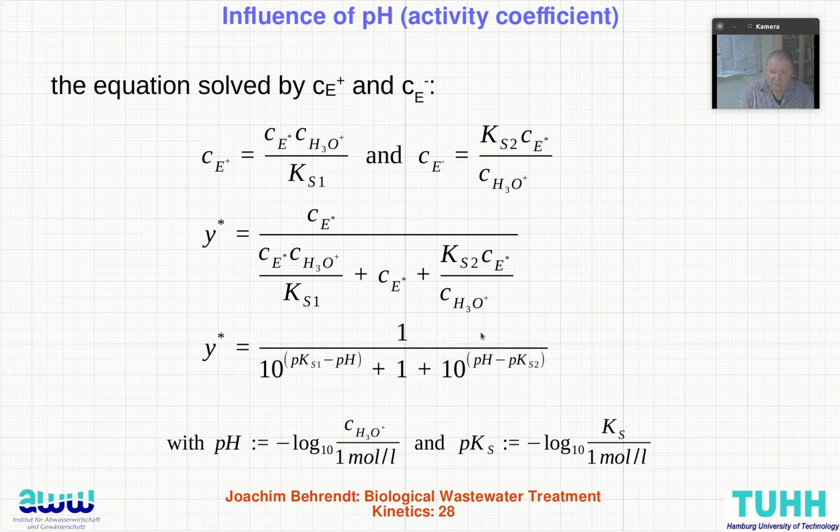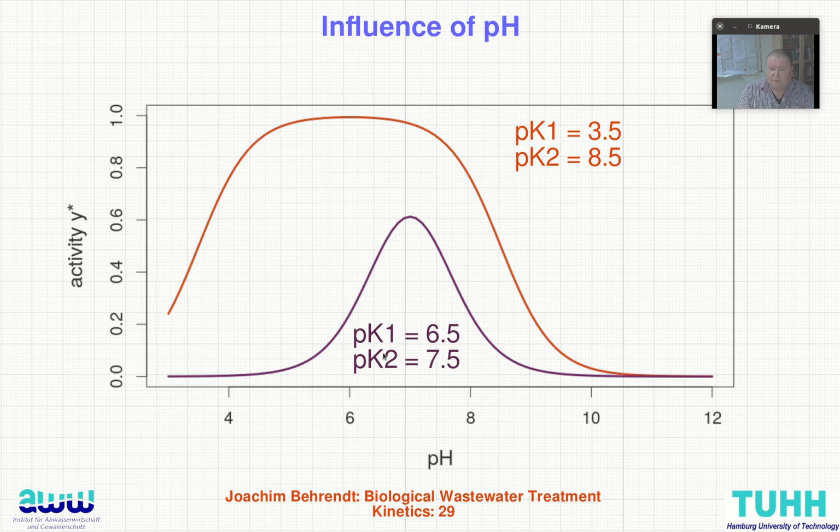Then we can formulate this equation, that this is 1 divided by 10 to the power of pKs1 minus pH plus 1 plus pH minus pK2. Normally this is a quite low number and this is a quite high number, so this power is always quite negative. But we will see the behavior.